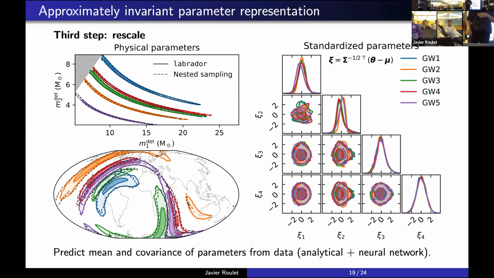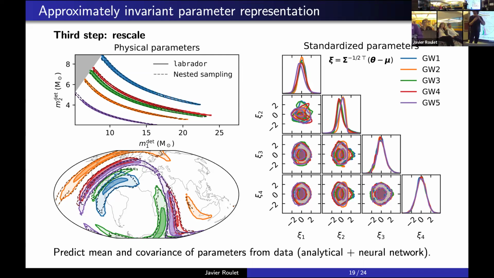So the solution is, basically, from analytic methods we can go so far, and after that we can put a small neural network that predicts the mean and the covariance matrix of this Gaussian, and we can use this mean and covariance to rescale the parameters in this way, so that all the different events fall more or less on top of each other and have zero mean and unit variance. So again, this is not exact. You see, it's not quite Gaussian, for example, in this panel, but it's much better.